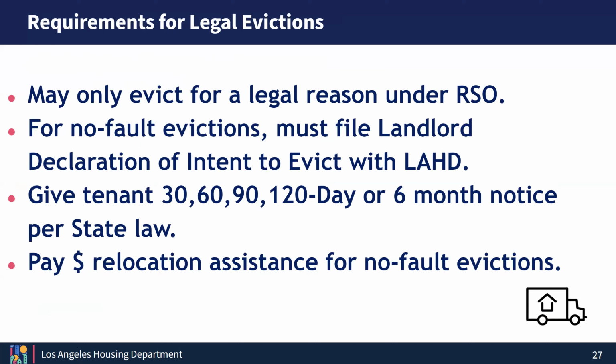General requirements for eviction under the RSO are that an owner may only evict a tenant for one of the legal reasons under the RSO as previously described. If it's for a no-fault reason, the owner has to file the declaration of intent to evict and give proper written notice to the tenant, which typically is 30, 60, 90, 120 days, or up to 6 months, depending on what state law may require. And of course, the owner must pay relocation assistance for no-fault evictions.